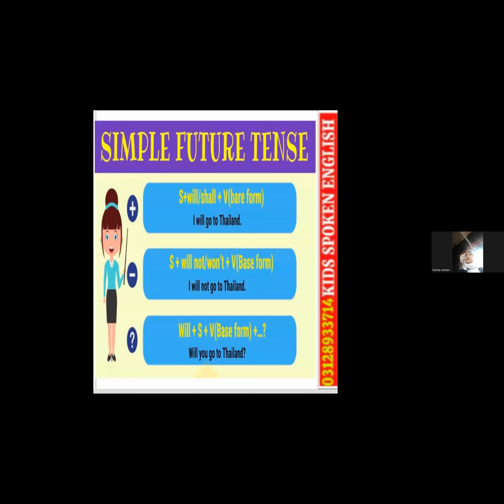So yahan tak sara clear hai students? Got it? Yes ma'am. So now it's your turn. Make some sentences of will. Just try, beta. Come on, Iman Khan, kindly unmute yourself. Make a sentence of will.